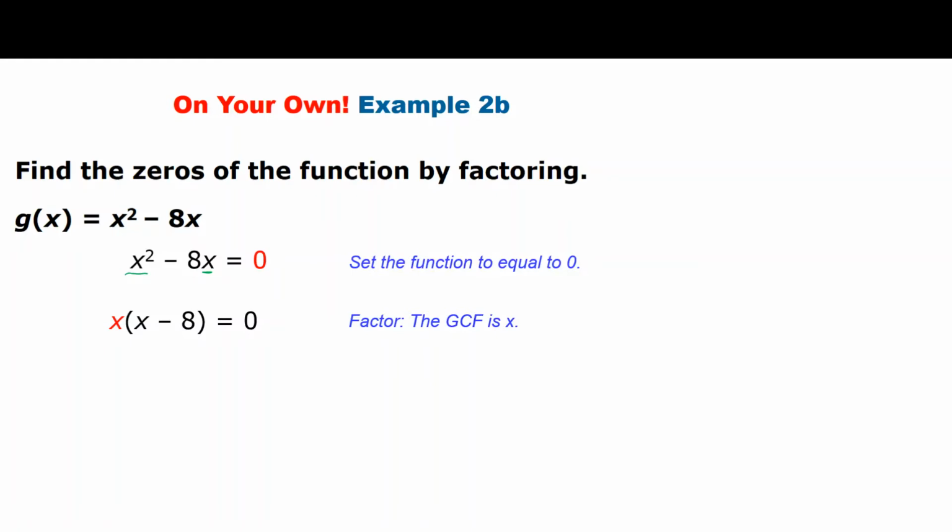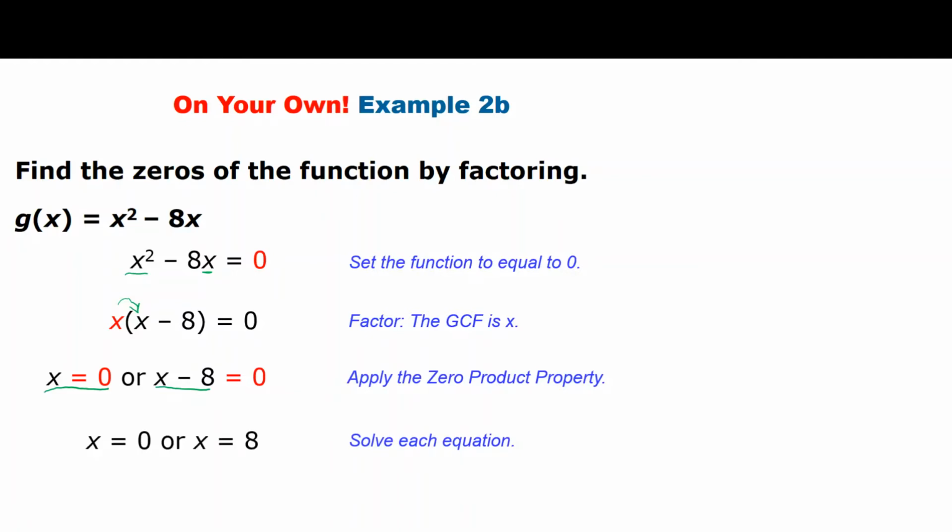And if you want to check and go backwards, you can FOIL it or just distribute. This x times x is our x squared minus an 8x. So you can see that the factoring it is the best way to do this. So now I'm going to use my zero product property. So this is telling me that either the x has to be 0 or the x minus 8 has to equal 0. And when I do that, I find out that x is going to either be 0 or x will be 8. So when y is 0, x is either 0 or 8.